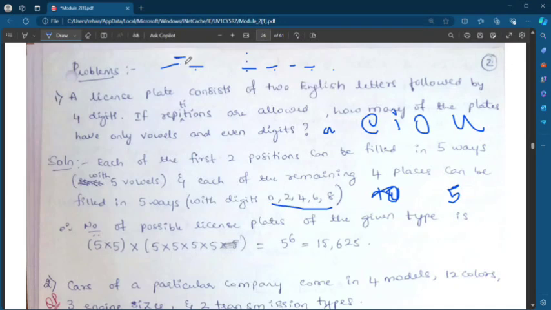So in these two places, one vowel will be there. Among 5, any one vowel can be placed. Among 5, here also any one vowel can be placed. So for these 2, if I have to take the combination, I will simply multiply them. So that is 5 into 5, which I have written here.